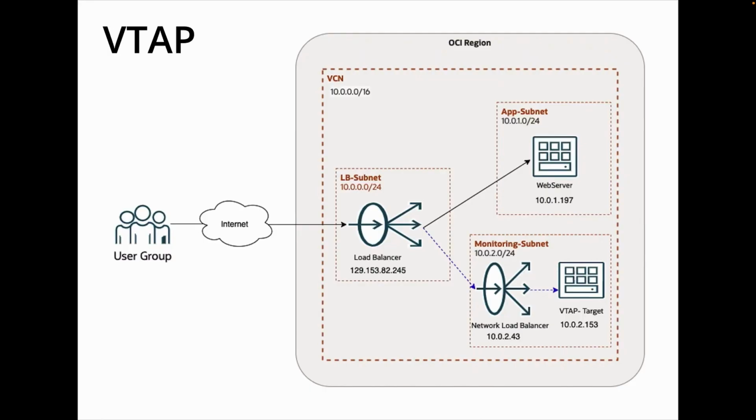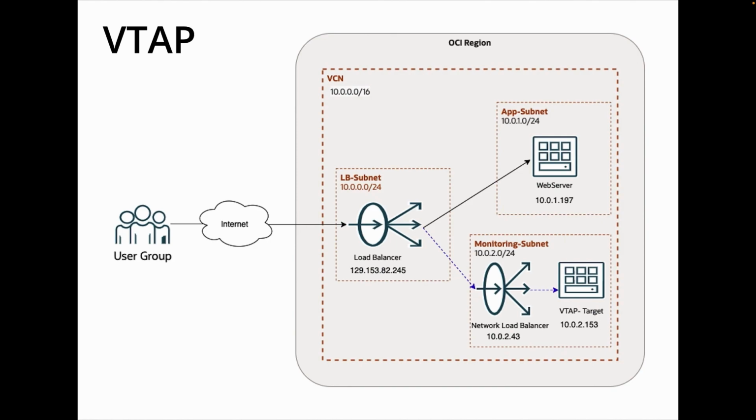Now let's look at Virtual Test Access Point, also known as VTAP. I will be using this network architecture to show the demonstration. A web server is hosted behind a public load balancer serving HTTP traffic. A VTAP source can be an OCI database, Exadata VM cluster, instance VNIC, load balancer, or an autonomous data warehouse.